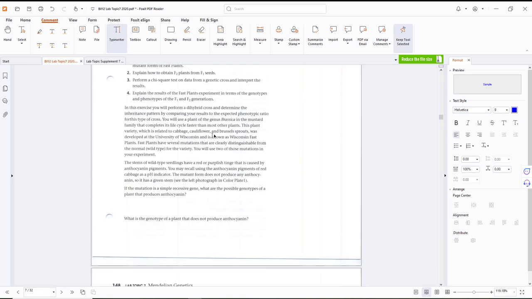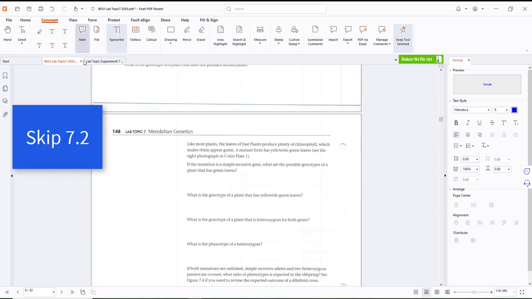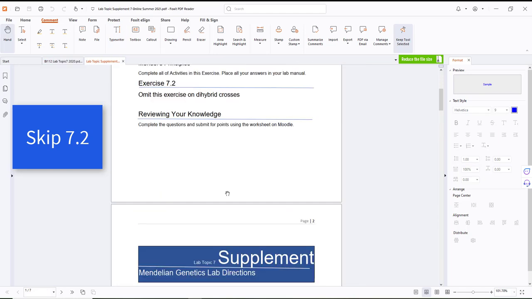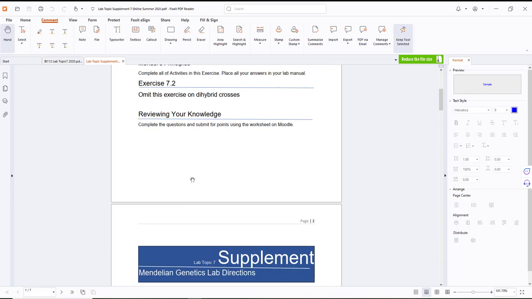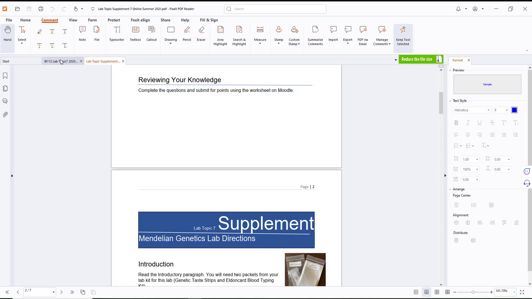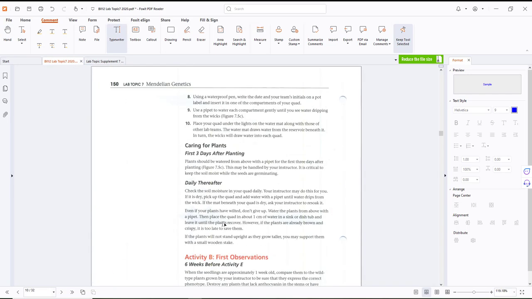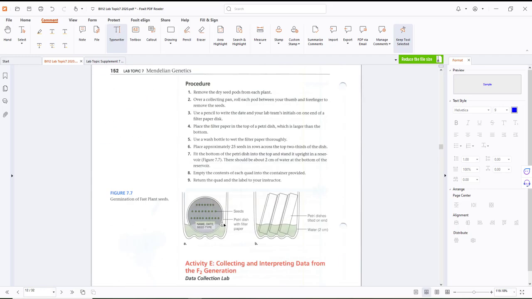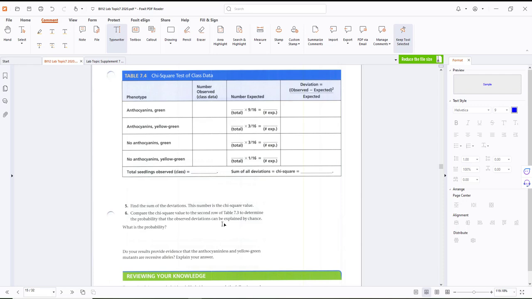Dihybrid cross with fast plants. I think we skipped that one, right? Yep, so we're going to skip that one. Okay, and then we'll get to reviewing your knowledge in a second. All right, so let's go into the next one. Okay, so that gives you an idea of dihybrid crosses.